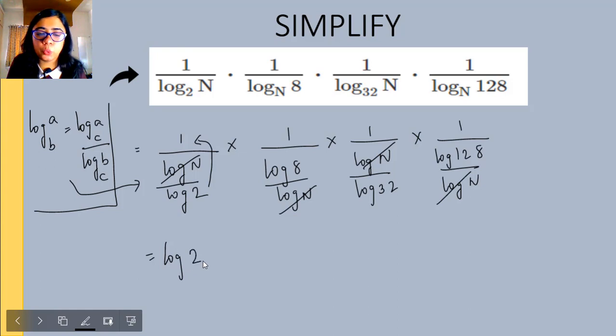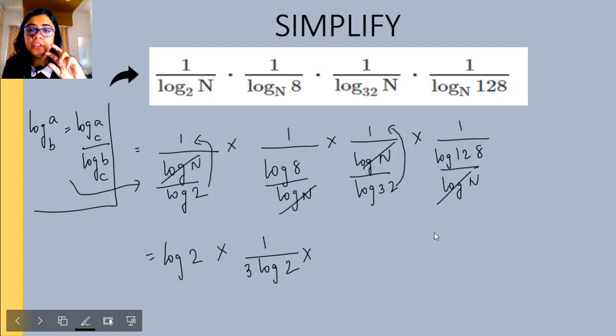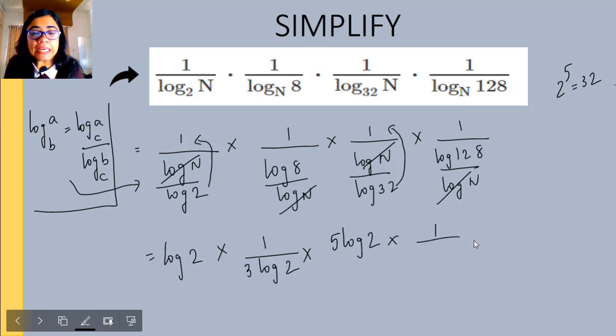Now this log 2 will go up. So I'll write this as log 2 into log 8. Look, 8 can be written as 2 cube. So I can write this as 3 log 2. Okay? Into this 32 will go up, log 32. But you know 32 is what? 2 raised to 5 is 32. So I can write this as 5 log 2. Into 128 is 2 to the power 7. 128 is 2 raised to 7. 7 will come out. So it will become 7 log 2.